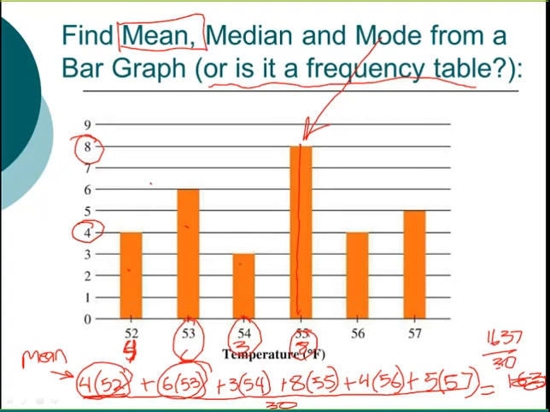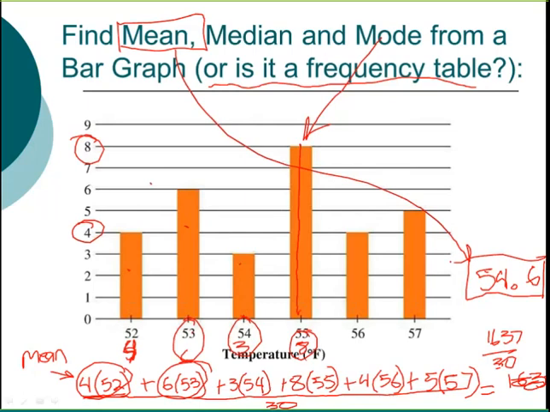So if I divide it by 30, I get my total of 54 point, basically 6, is my mean. So that is my mean. My average is 54.6. Okay? And finally, my median. Well, to figure out the median, we've got to have them in order.